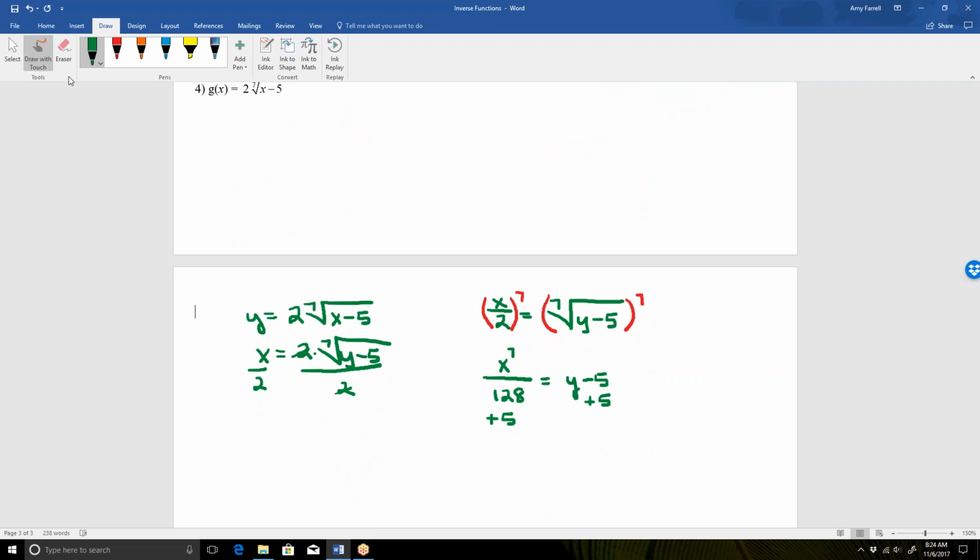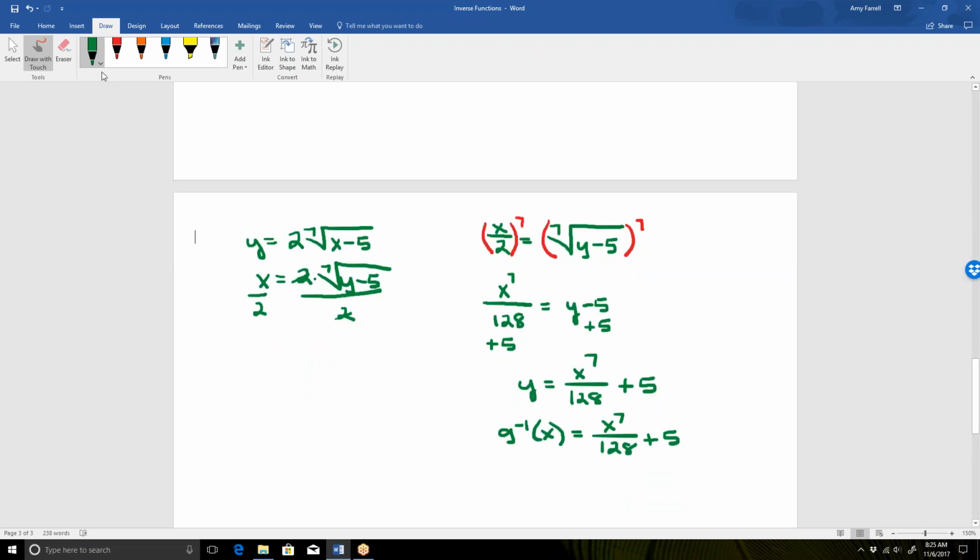Okay, so we have y equals x to the 7th over 128 plus 5. If we want to use our fancy notation here, now the original function was g of x. So g inverse of x would be this here. And I do want to caution you because, and let me put a box around this because this is our final answer.